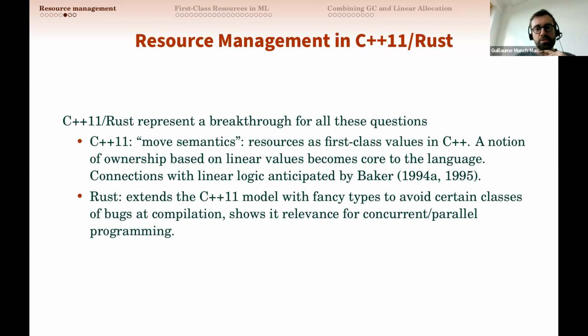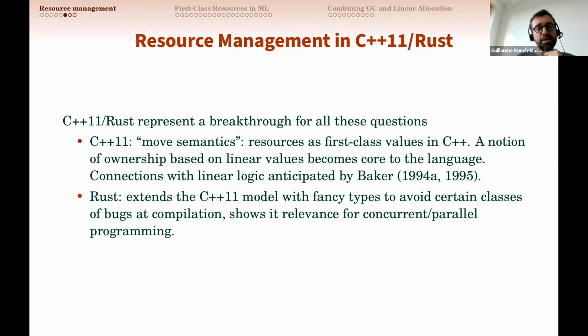And I need to talk about modern C++, C++11, and Rust, which represent a breakthrough for these questions and which are a direct source of inspiration for the proposal. It started with C++11, which introduces resources as first-class values. So it's a notion of resources assimilated to linear values that were a bit anticipated by Baker in the 1990s, but papers that were very rarely cited in the programming language community.